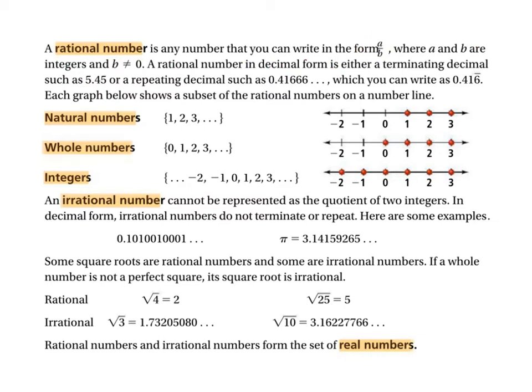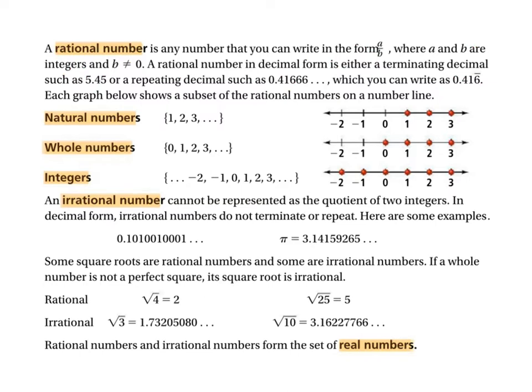We'll get to integers in a second. You can also do the same thing with decimal numbers that repeat. So 0.416 repeating, which you can write like that with the bar over the top of the set that repeats, can be written as a ratio as well. So we call it a rational number.